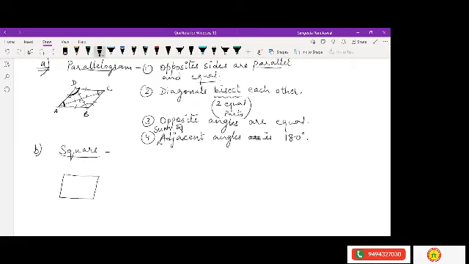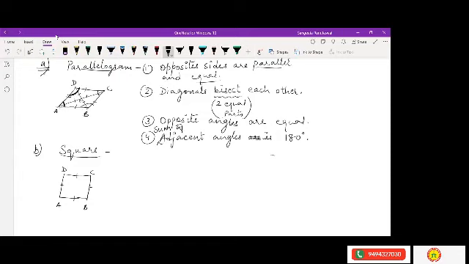Okay, so now let's talk about square. Okay, see here, children. Now suppose this is a square figure whose sides are A, B, C, and D. So in a square, what do we know? We know that all sides of a square are equal.